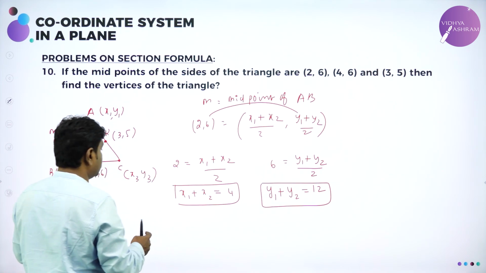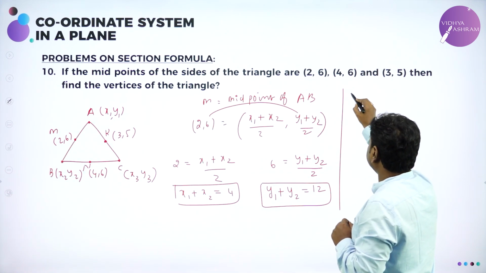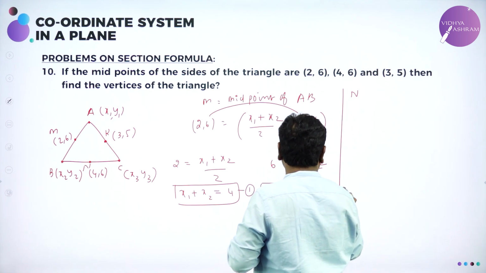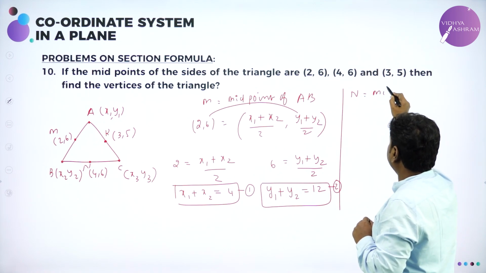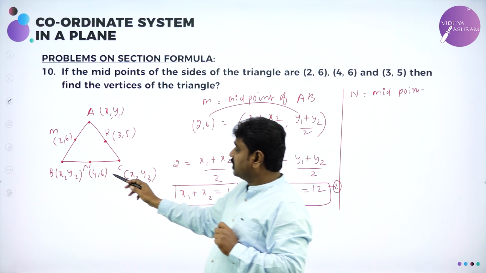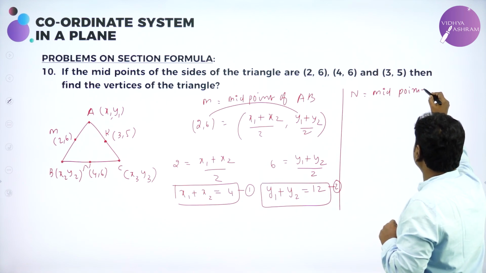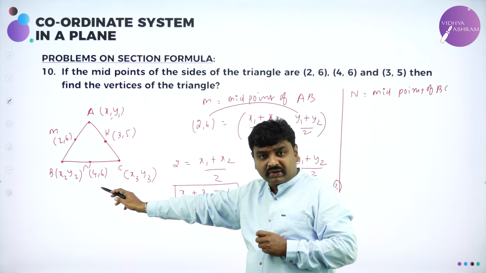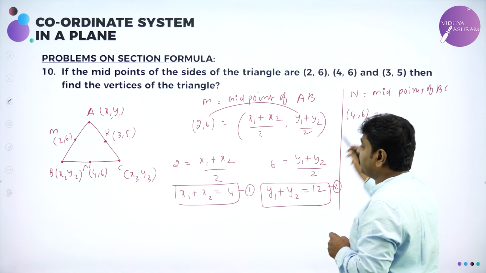So now I will take N. N is the midpoint of what? BC. I will name this equation as 1 and I will call this equation as 2. So now N, in the diagram you can observe, is the point which divides BC. N is the midpoint of BC. So N value they have given. What is N value given? 4, 6. In the place of N, put 4, 6 and apply the midpoint formula for BC.